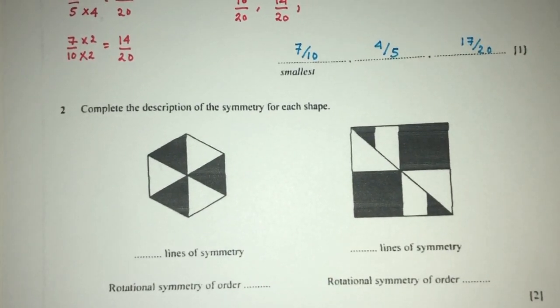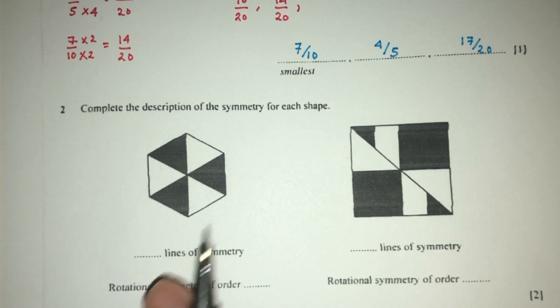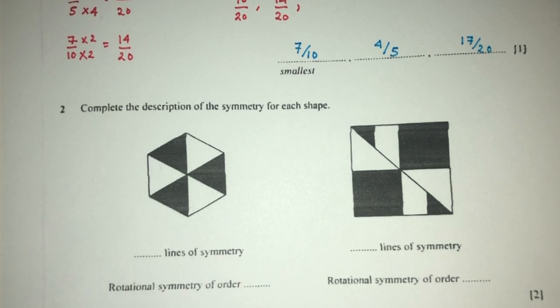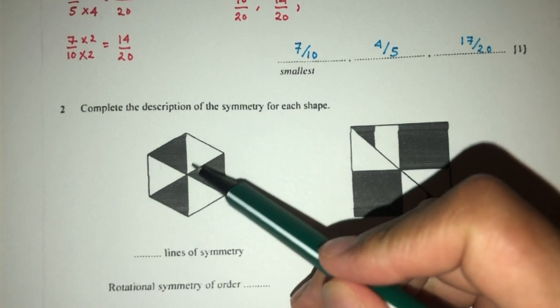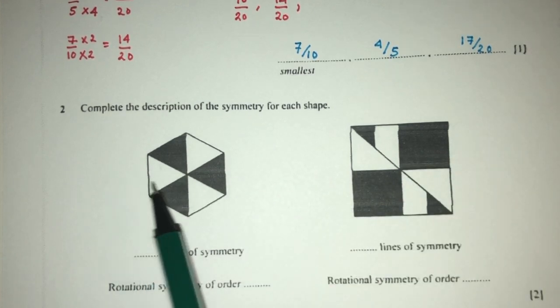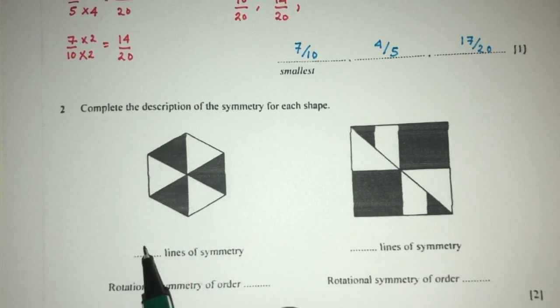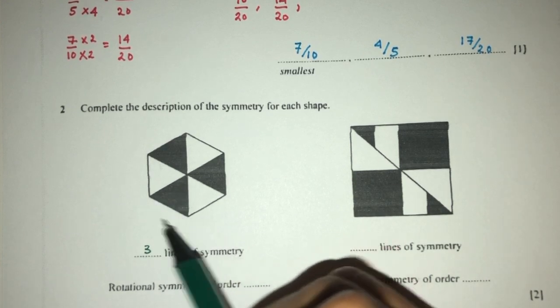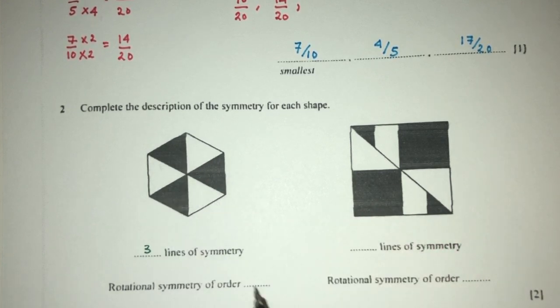Here we have to complete the description of symmetry of each shape. Here we have two kinds of symmetry. One is rotational and one is reflective symmetry. For the first one, it's pretty easy. We have one in this direction, one in this direction, and one here. So we have 3 lines of symmetry. Now the order is also very similar, because here we have 3 of each kind. They are the same, so that will be order of 3.